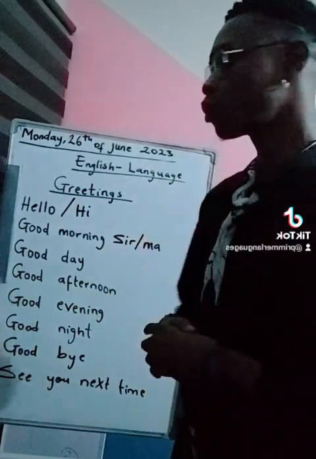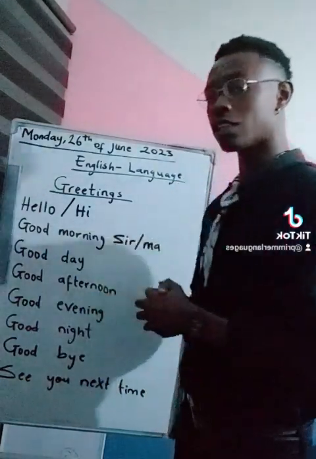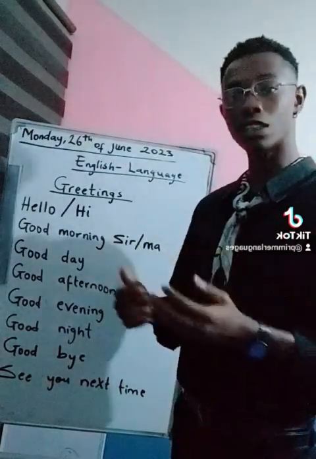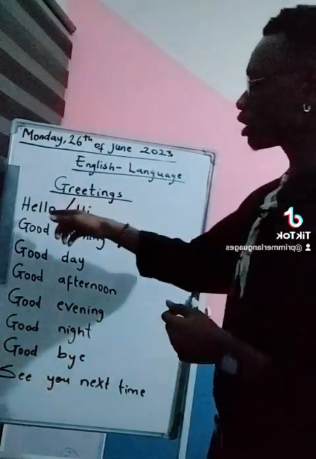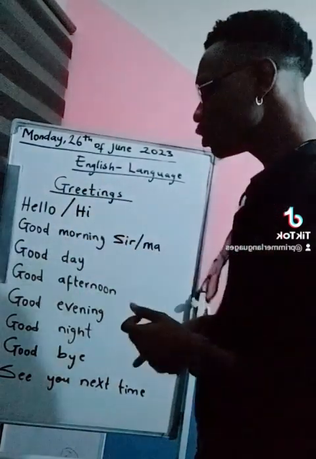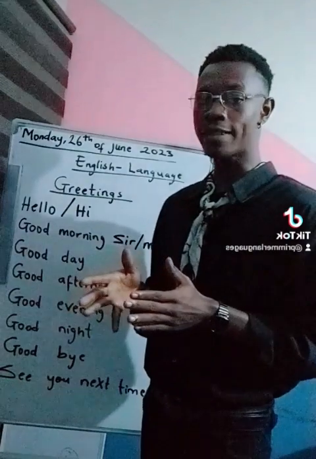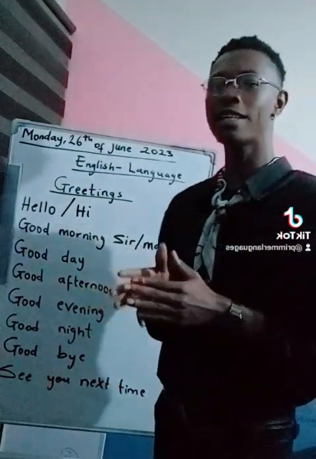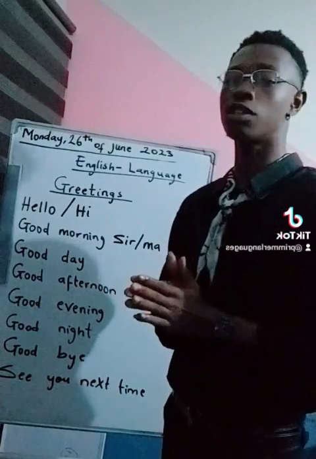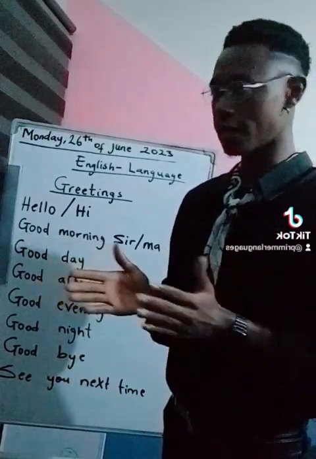Alright? So I'm going to walk you through various greetings in English, and I'm going to explain how to use them in your daily life. Alright, so the first one here is hello. Hello. Now, hello is a formal greeting. Alright, so now it is appropriate to say hello to someone you barely know or someone you're meeting for the first time. So, hello. Alright, good.